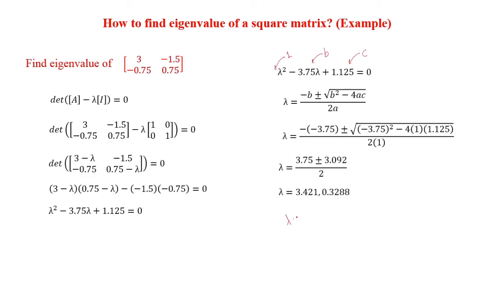We know that lambda is nothing but omega square. So omega, which is the frequency with which the system is vibrating, is calculated as the square root of lambda. The square root of these two lambda values will give us the value of omega, that is, the frequency with which our system is vibrating.